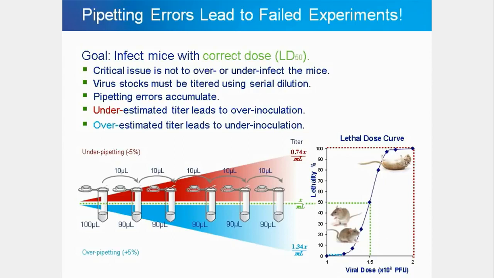Conversely, over-pipetting by 5% leads to overestimating the titer by 34%, which leads to under-inoculating the mice, resulting in all live mice. In both cases, the experiment has failed. This clearly shows you how important it is to know about correct pipetting technique in order to avoid pipetting errors and failure of experiments.